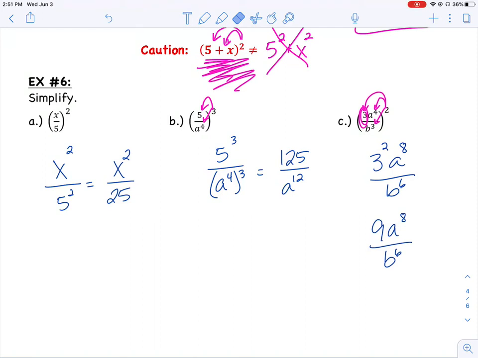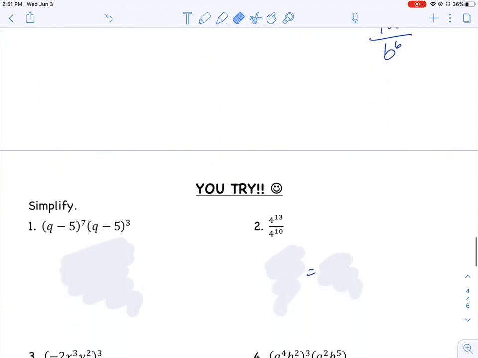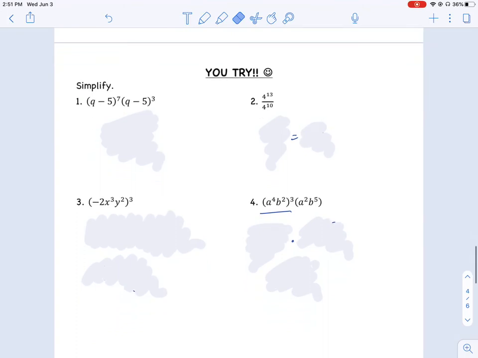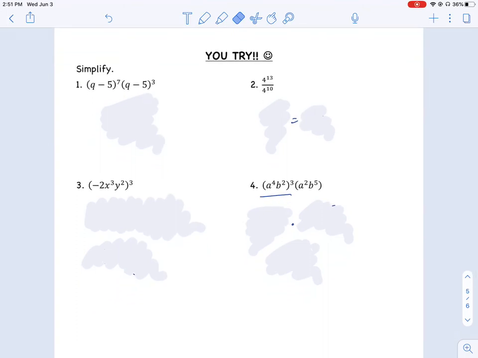All right, now that we've talked about all those different exponent rules, I would like you to take a few minutes and try these. So pause your video, try these problems, and then see if you get the same answer as I do. It's really important that you're trying these, practicing on your own to see if you really are understanding the concepts. And if not, please reach out to me if you have any questions, okay?